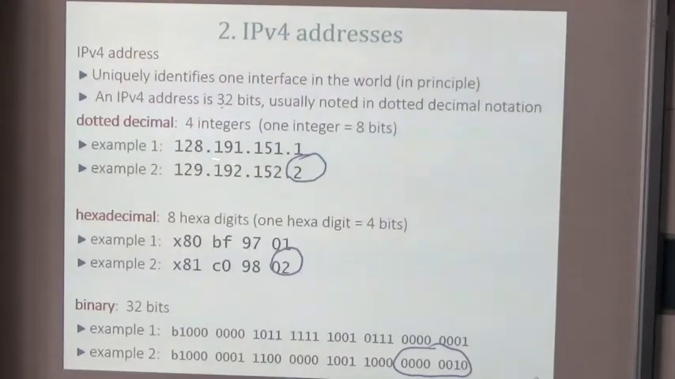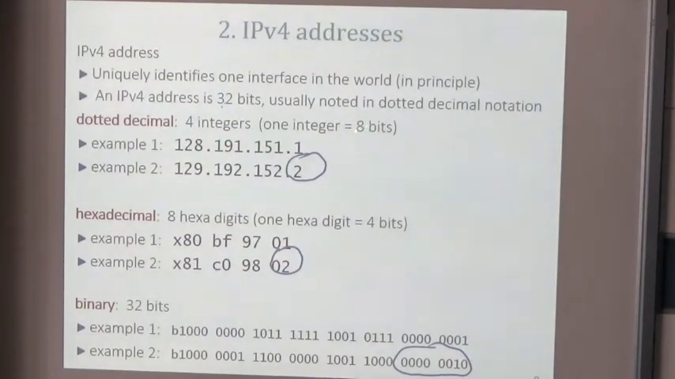They are typically written in this form, which is dotted decimal. One integer represents 8 bits, which means a number between 0 and 255. And here are alternative representations. So those are 3 ways of representing those same 2 addresses. The binary one is the one that the computer sees.